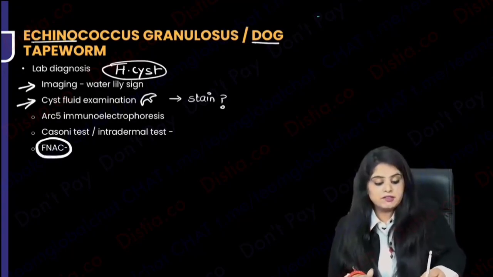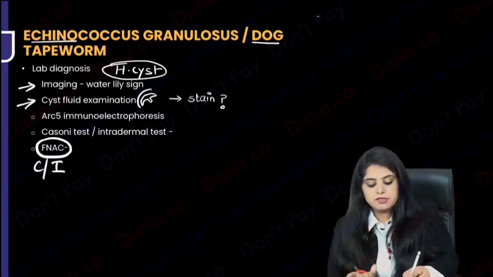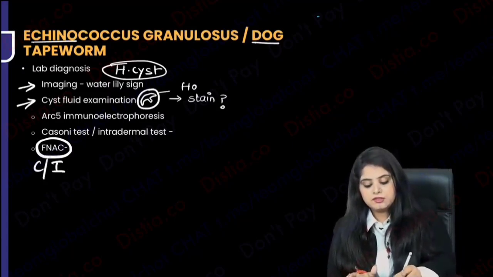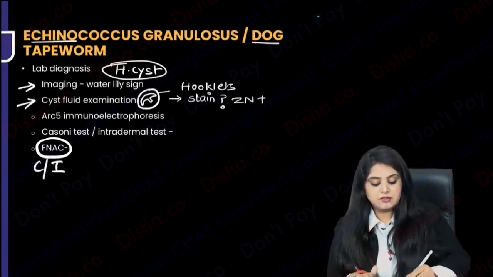Usually, will you want to do an FNAC? Not at all. It is contraindicated. But if you see a cyst fluid, what will you see? I already know. I'm going to see the presence of hooklets, and we have already studied that the hooklets are acid fast, ZN stain positive. These are the two tests where they ask you a lot of questions.